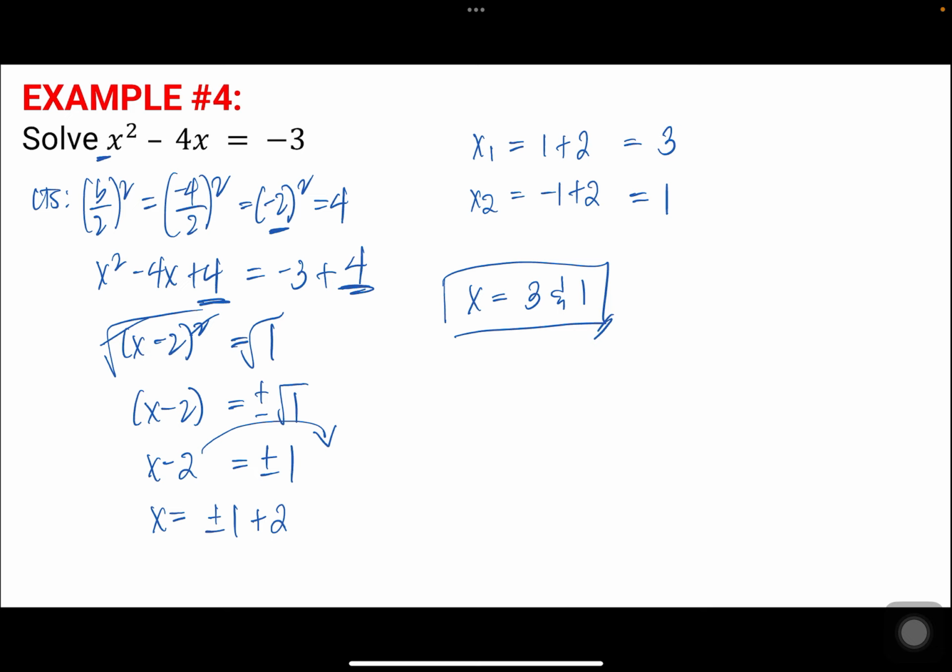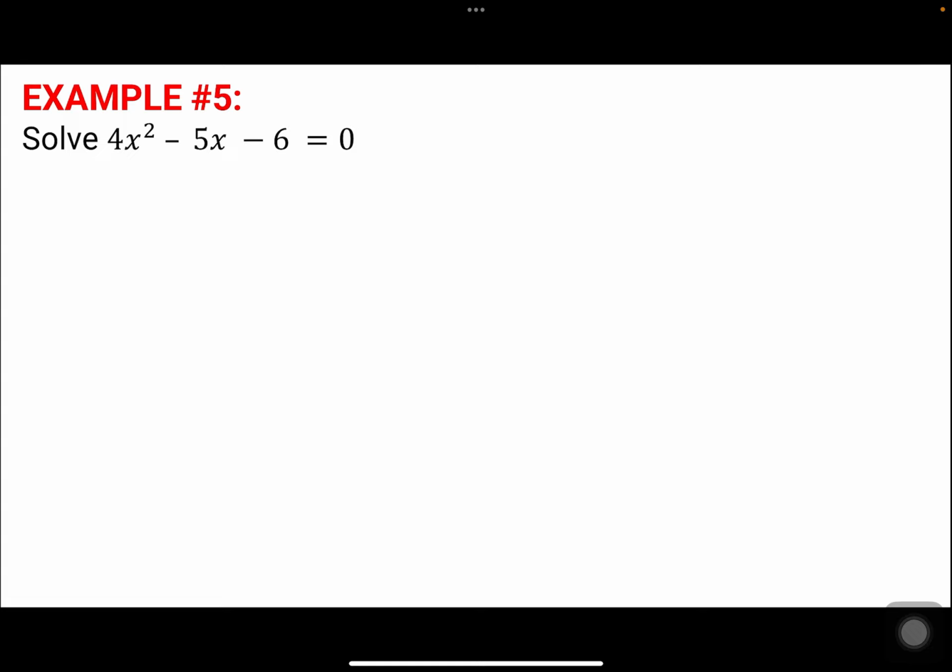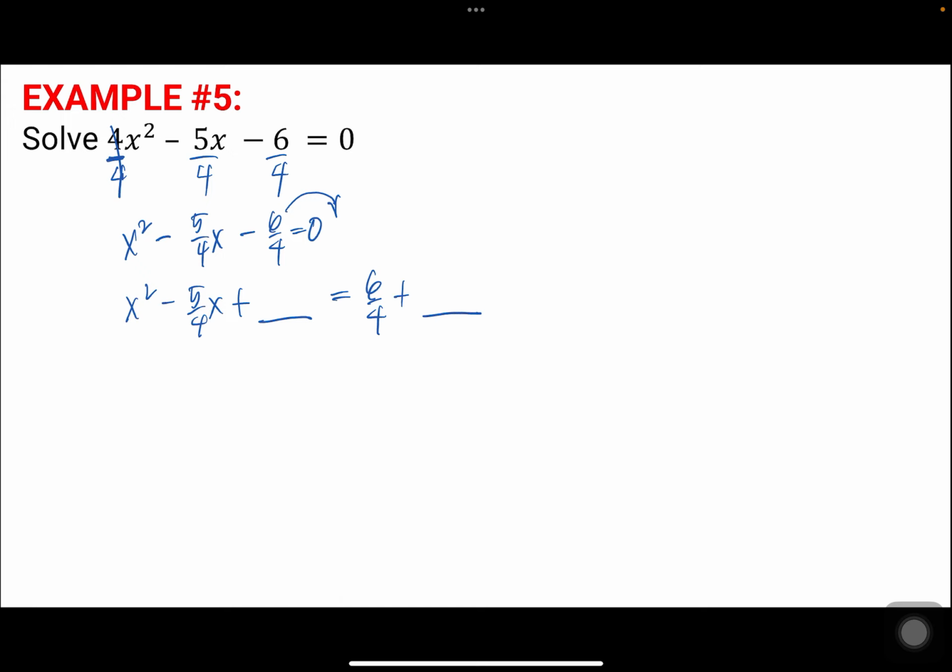Okay? The last example. So, let's have 4x squared minus 5x minus 6 equal to 0. So, if you can see, meron po kasama si x squared. So, we need to divide them, all of them, into 4. So, magiging x squared minus 5 over 4x minus 6 over 4 is equal to 0. Then, let's transpose the 6 over 4. So, negative, magiging positive pag nilipat. So, x squared minus 5 over 4x plus blank, yung i-add natin mamaya, equal kay 6 over 4 plus blank, yung i-add din natin mamaya.